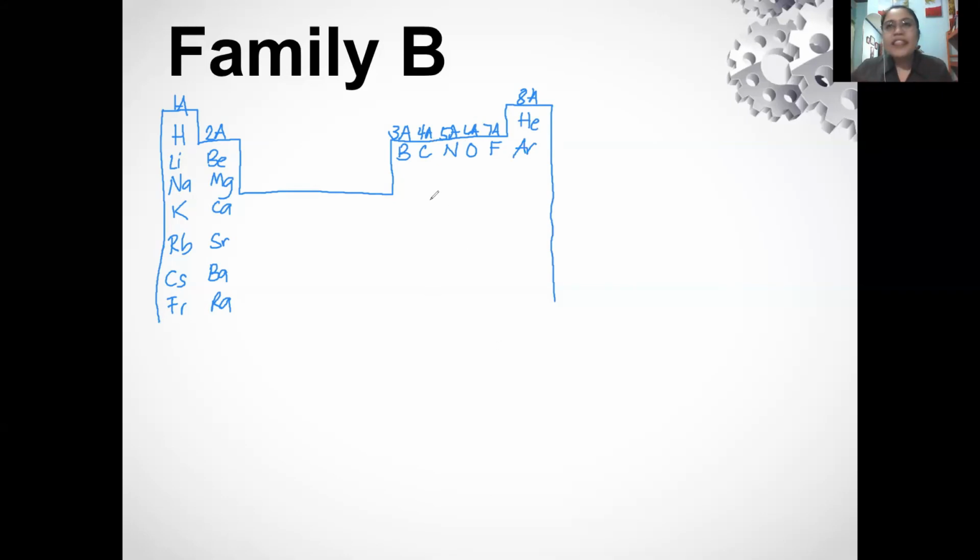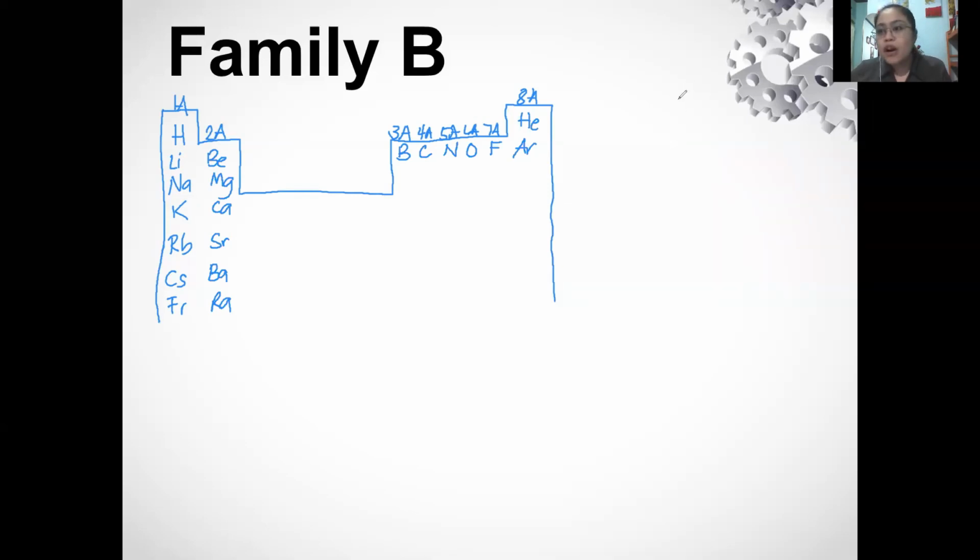Okay, so what does the group or family represent? I discussed a while ago that when you say group or family, it represents the number of valence electrons in an atom. And when you say valence electron, it's the electron or electrons found in the outermost shell of your element. So let's take, for example, hydrogen. Hydrogen belongs in group 1A.